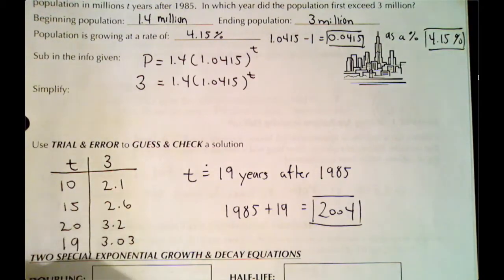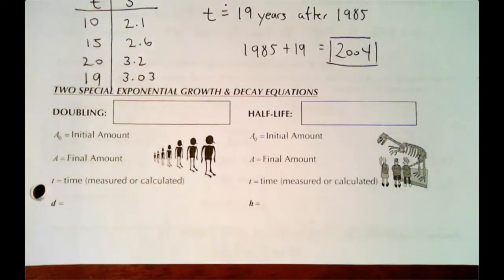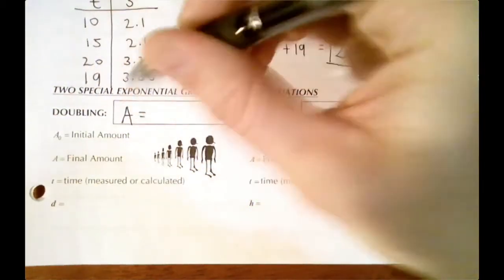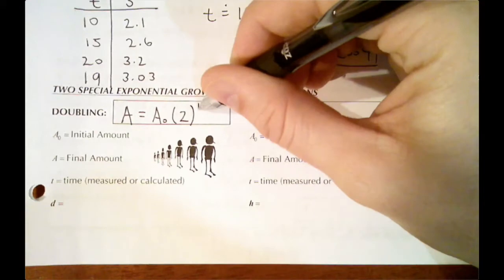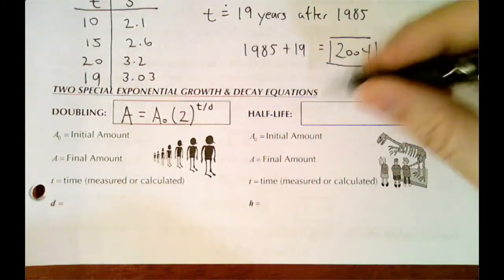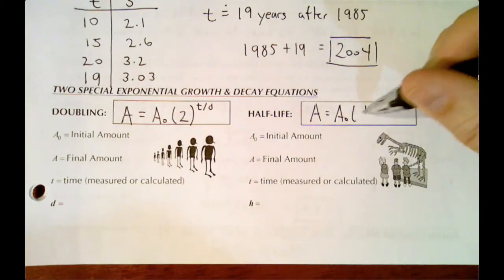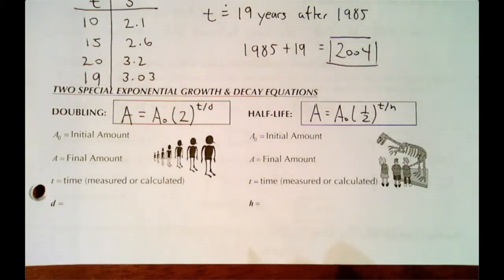Two special cases that you should probably add to your survival guide are doubling and half-life. Now I said all of the equations are going to look like y equals a b to the exponent of x, but doubling and half-life are a specific version of that equation. So we've got a equals a naught times 2, because it's doubling, to the exponent t over d. And half-life is a very similar equation, but it's over h.